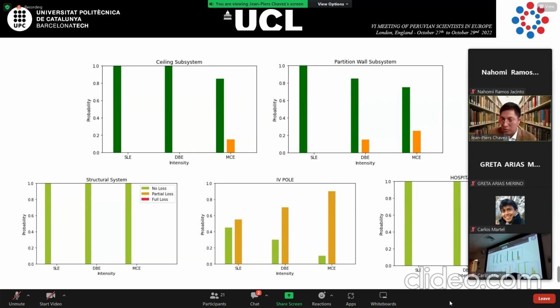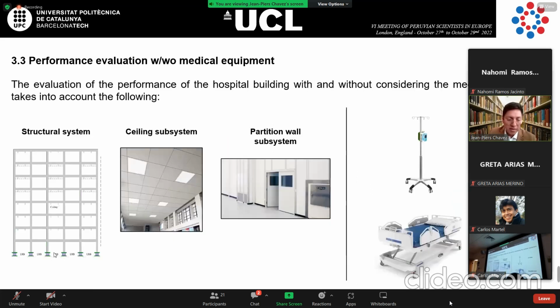For example, in the maximum considered earthquake, I have maybe 40% probability of damage. The green is no loss, partial loss, and the red is the full loss. I don't have full loss because I use the special device for this behavior, to improve this behavior.